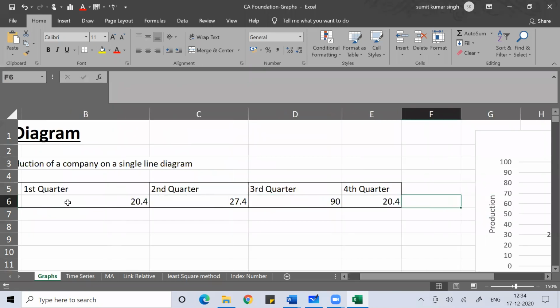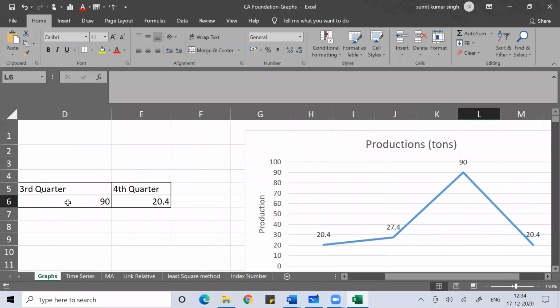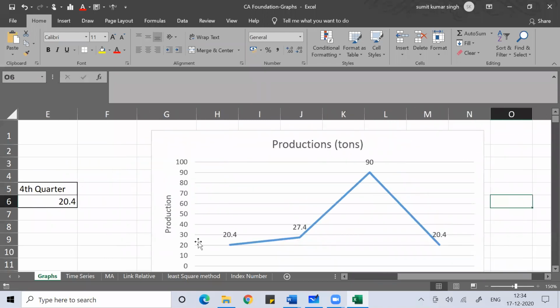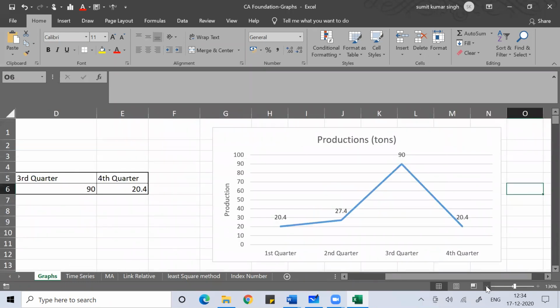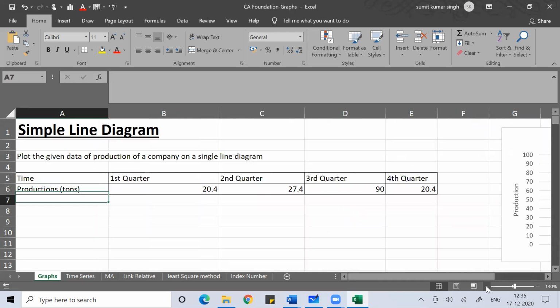So what I can do is draw a simple line diagram of this. This is the simple line diagram of this. Diagrammatic presentation of data is very simple. The purpose of diagrammatic presentation is to make sure that everyone understands the data, and one form of that is the simple line diagram. This is an example of a simple line diagram.